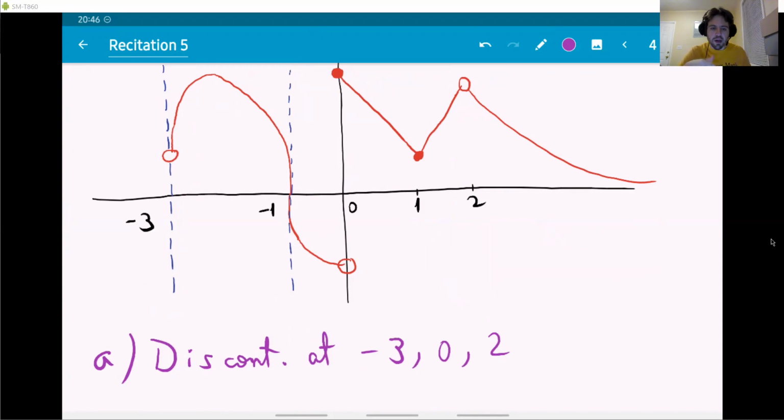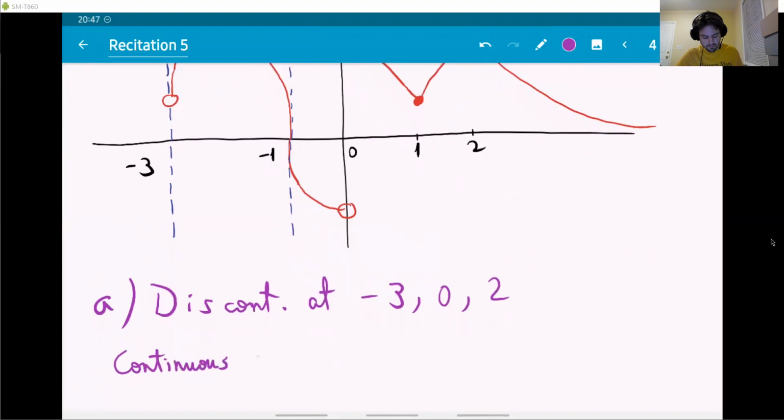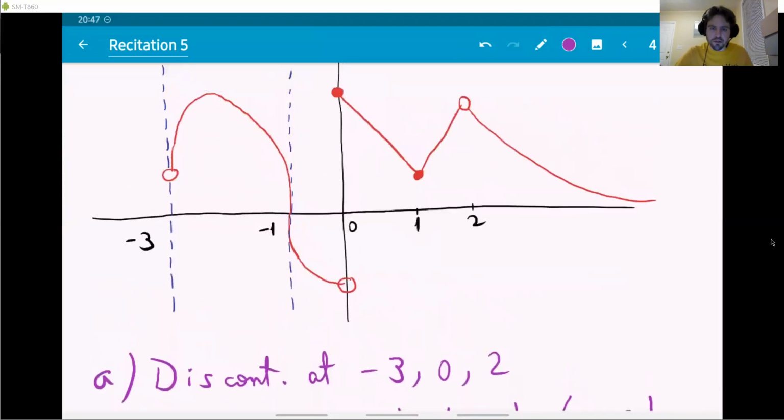Continuity then will be everything else other than these guys where the graph is, okay? So anything between -3 and 0. Between 0 and 2. And after 2. The function is continuous at those points. Now I need to do the same thing for the derivative. When we're talking about places where it is not differentiable, there are going to be certainly more than just those.